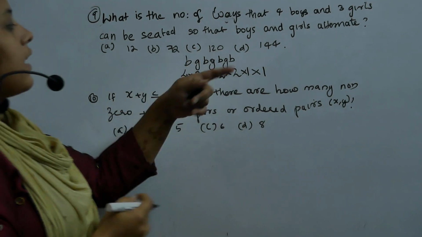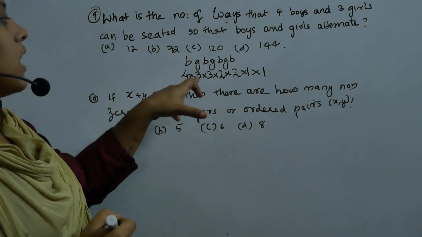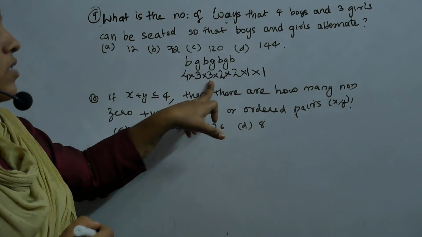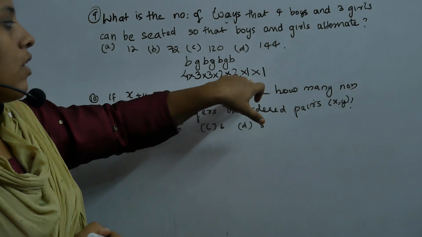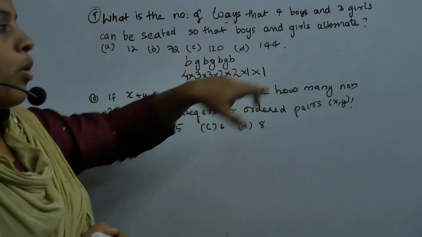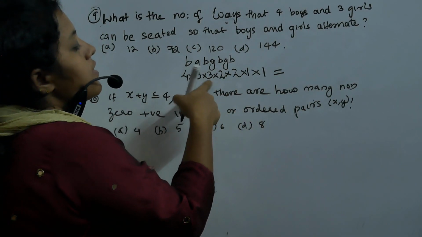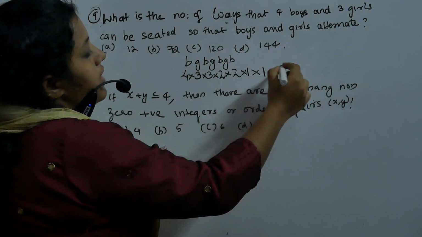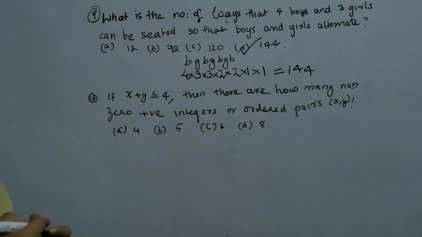So alternately they have to sit. So there are 4 boys, so possibility is 4. Here 3 girls, so possibility is 3. Now 1 has seated here, so remaining 3 boys. Remaining 2 girls, remaining 2 boys, remaining 1 girl, remaining 1 boy. So what will this come to? 12 into 6 into 12 into 6 is 72 into 2, that is 144. So option is 144. Okay.